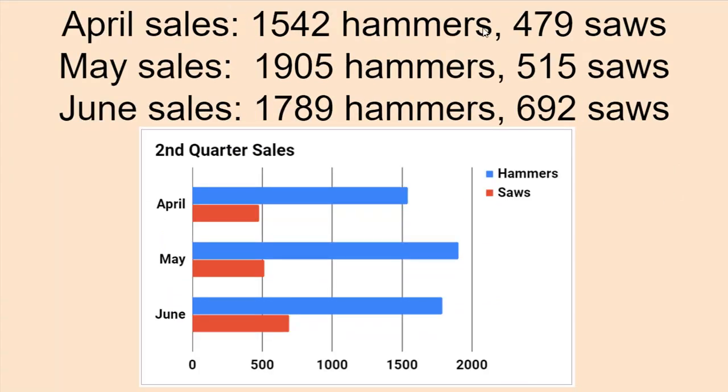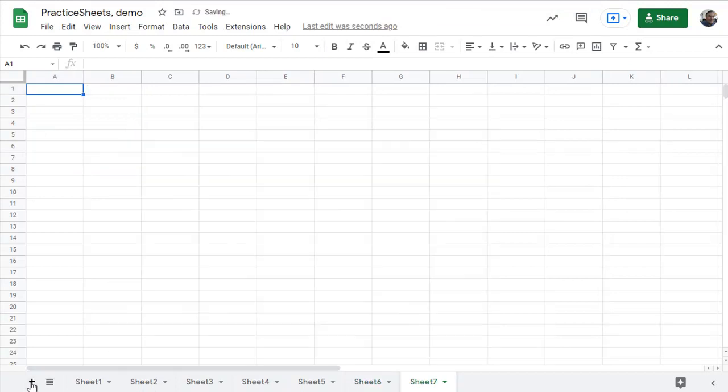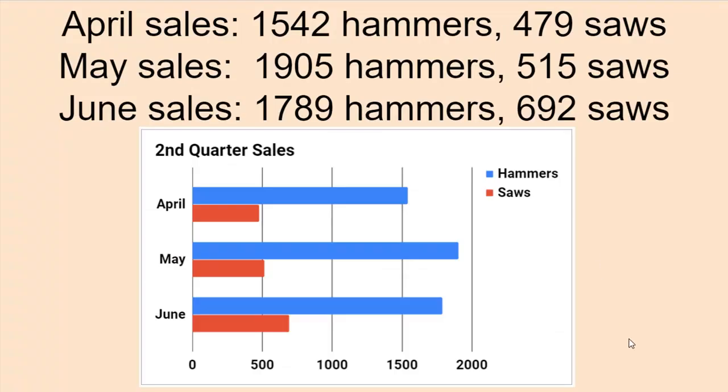April has 2 numbers. May has 2 numbers, one for hammers, one for saws. June has 2 numbers, one for hammers, one for saws. We're going to make a chart that looks like this. Can you remember how to do that? I think you can. Here's the hint. Remember, A1 is blank. Okay, this is the last one we're going to do. We're on sheet 7. Oh my gosh, how long is this lesson going to be? I don't know. Okay, I'm going to leave it there for a minute and I'll give you a chance to look it over. See if you can make this chart.